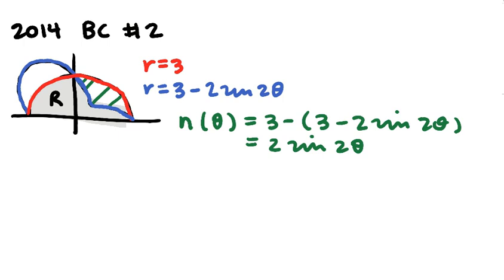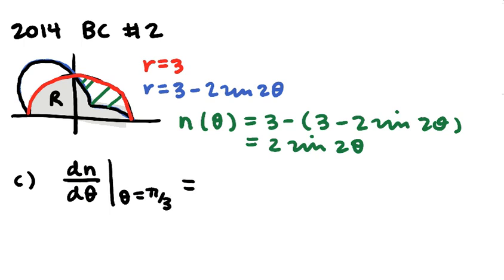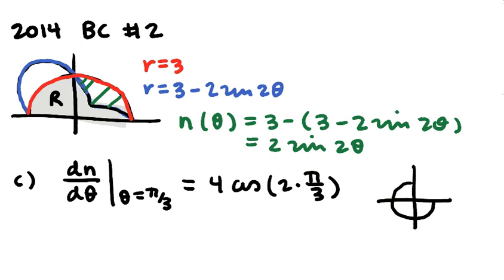Find the rate at which the distance between the two curves is changing with respect to theta when theta is pi over 3. So that's basically, they're looking for the derivative of distance with respect to theta at theta equals pi over 3. Well, that'll be 4 cosine of 2 times pi over 3. All right, well, we need to think back to pre-calculus, and cosine of 2 pi over 3, not very far to the left, that's negative 1/2.